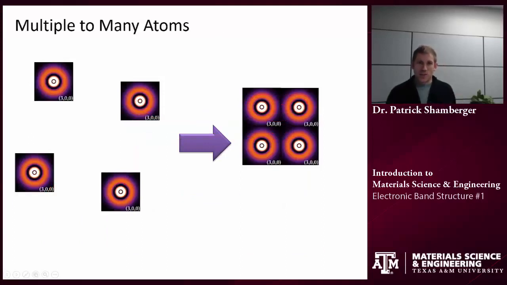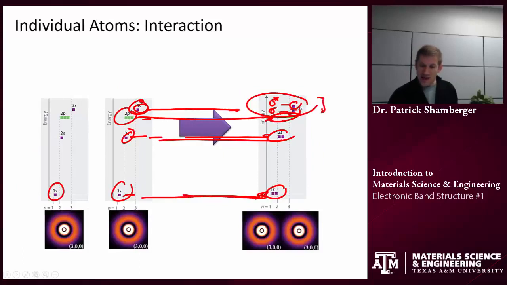What happens if I start combining more and more orbitals? I'm going to really only focus on the highest energy level from here on out. All of these core level orbitals don't interact, and they don't change.